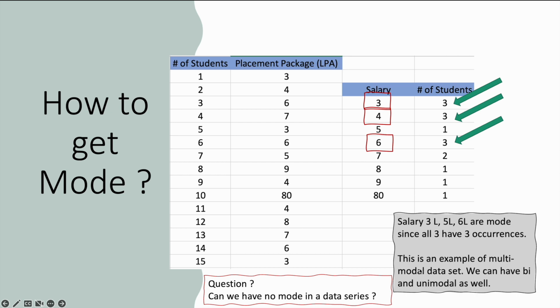Now let me ask you this question. Can we have no mode in the data series? Is it possible that there is no mode? The answer is yes, it is possible. Just imagine a situation where everybody got a different figure over here, right? So nobody got the same placement package, okay? So there is 3 lakh, 4 lakh, 5 lakh, 1 lakh, 2 lakh, but it is not repeating. If that would have been the data set, then the number of students would have been 1, 1, 1, 1, 1, 1, 1, 1, right?